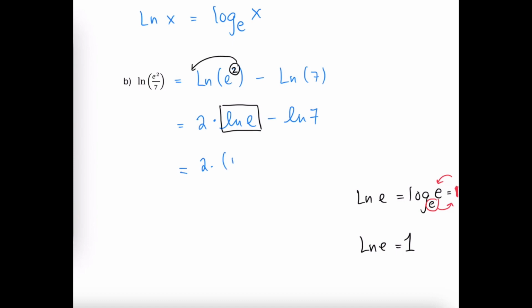So this is going to be 2 times 1. The ln of e has a value of 1, and then we're going to minus the ln of 7, which is a decimal quantity if we were to put that in our calculator, so we're going to leave it as ln 7, which is an exact value. So 2 times 1 is just 2. We're subtracting the ln of 7, and this is our final answer, completely expanded and evaluated as much as possible.